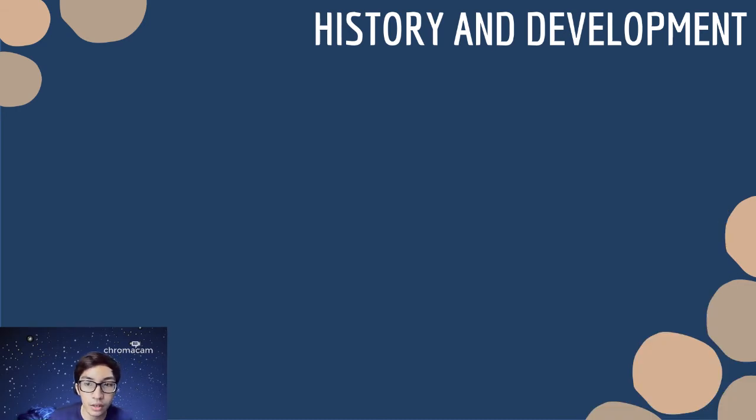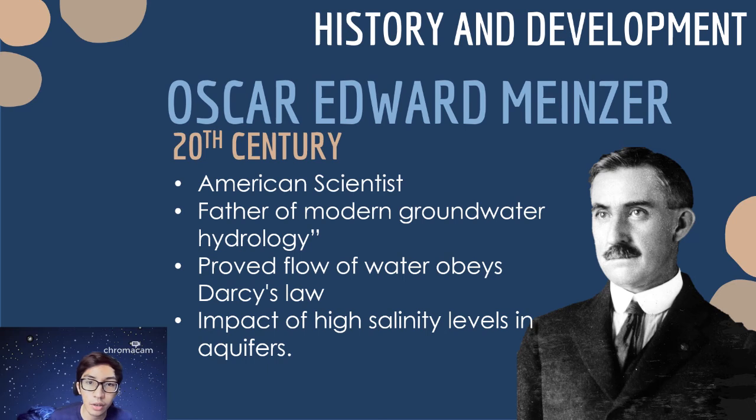Now for our second person in the history of hydrogeology, we have Oscar Edward Meinzer, who was an American scientist who is often called the father of modern groundwater hydrology. He standardized key terms in the field as well as determined principles regarding occurrence, movement, and discharge. He proved that the flow of water obeys Darcy's law. Meinzer also highlighted the importance of studying the geochemistry of water as well as the impact of high salinity levels in aquifers.